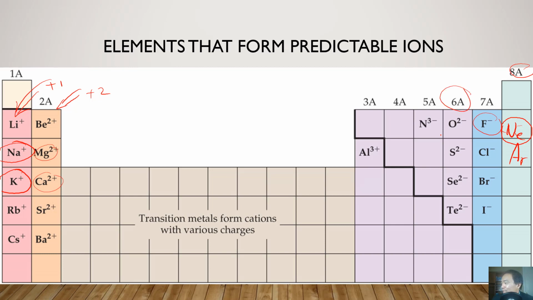But if you're 2 columns away, like a 6A, you gain 2, then you become the same as the noble gas. For example, O2- would have the same electronic configuration as neon. So that's how we can predict what kind of charges some elements could carry, and we do have rules. The metals like to lose electrons, and non-metals, which are closer to 8A, like to gain electrons. All right. Let's go into some other predictive power of the periodic table.